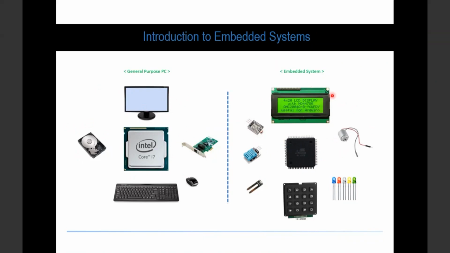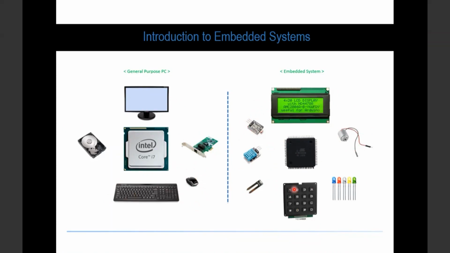So this is an output here. You can use LCDs, LEDs, or this DC motor as your outputs, and then you have the keyboard or your mouse as an input. For the embedded system, all these sensors or the switches become your inputs. So that is the difference between general purpose PCs and embedded systems.